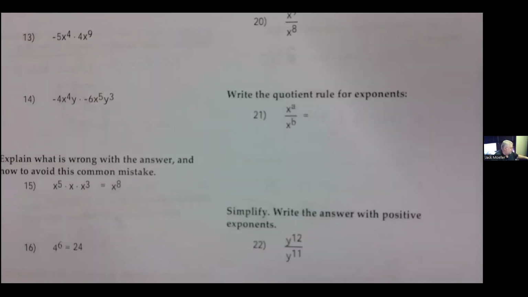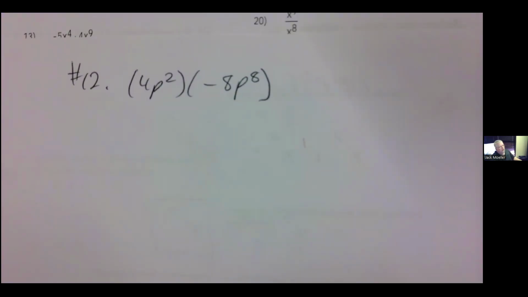All right, so how about number 12? Getting kind of messy here, so let me write this on the paper. We have 4p squared times negative 8p to the 8th. So how do we multiply those? Or can we even multiply those because the exponents are different on the p's?